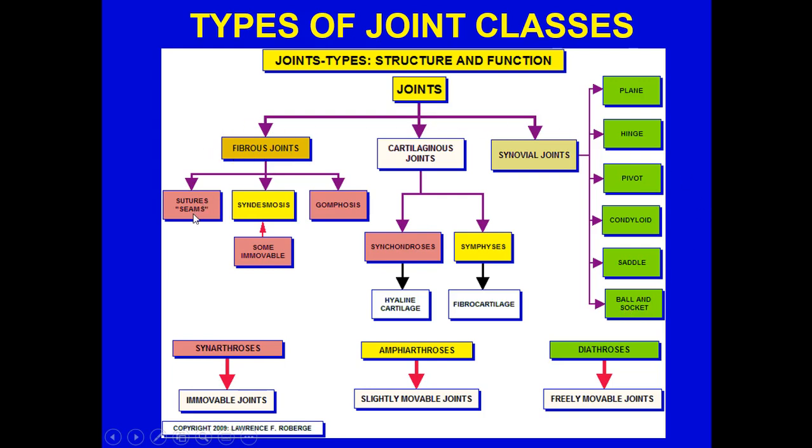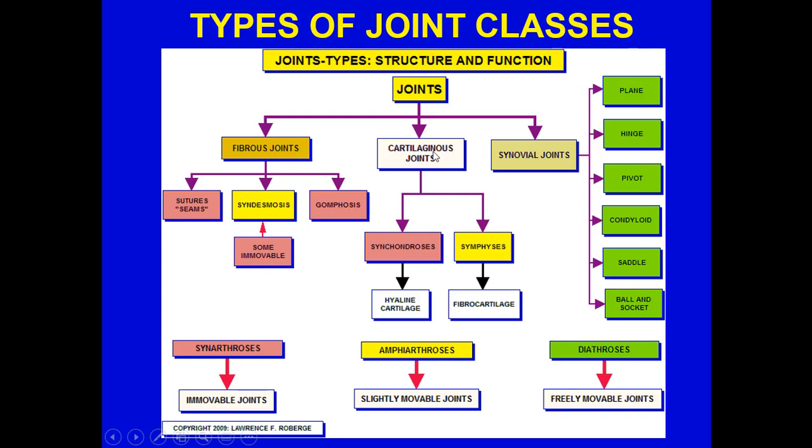The fibrous joints, you will have sutures, which are considered seams. They're immovable. Syndesmoses, some are immovable, some are slightly movable. And then gomphoses, which we'll get into shortly. The key point is that what holds them together is more fibrous material.